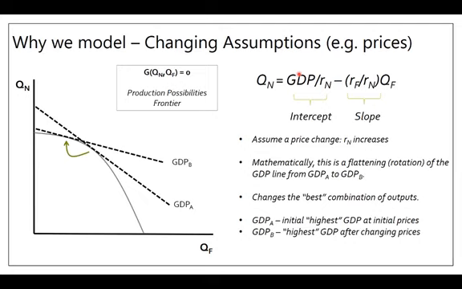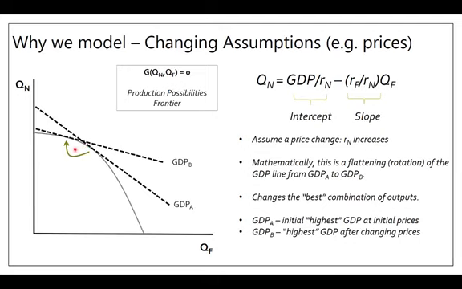Prices change. The non-food price relative to the food price can adjust. Let's assume the price change happens outside of our decision making. So the non-food price increases. Mathematically, that's like this number going up and this one staying the same. So it's like a flattening of the GDP line, a flattening of this slope, so that GDP-A has a slope that's steeper than GDP-B, our new line.